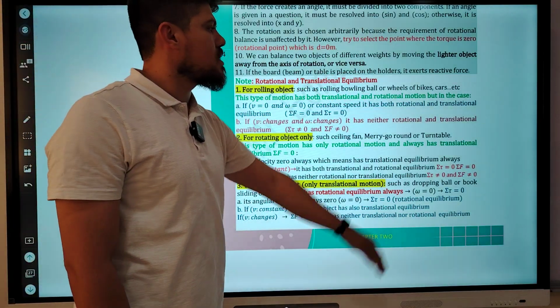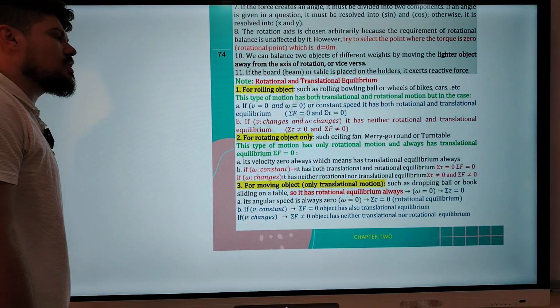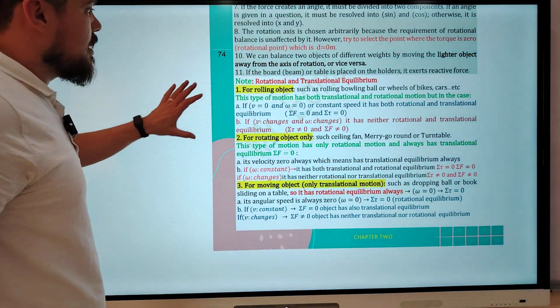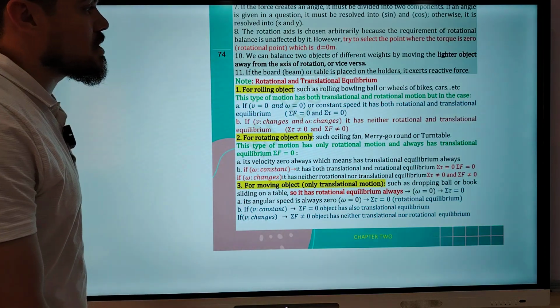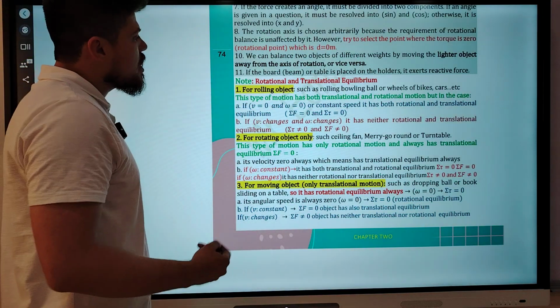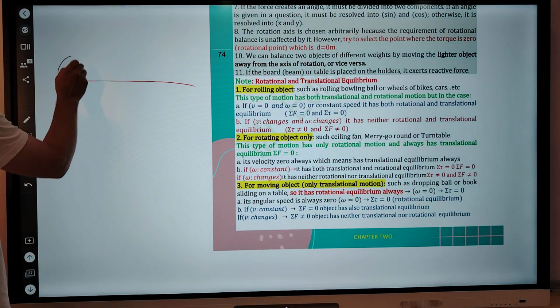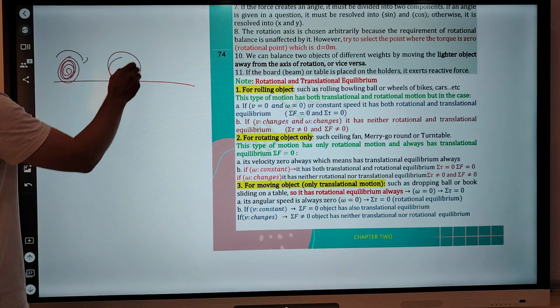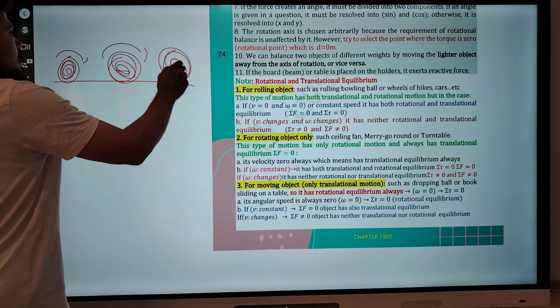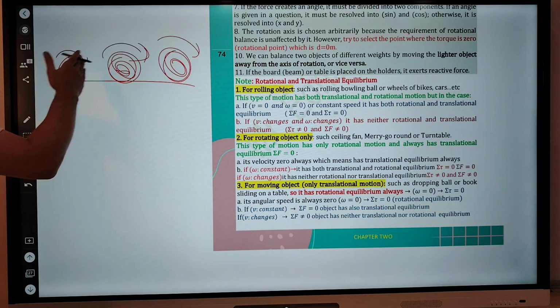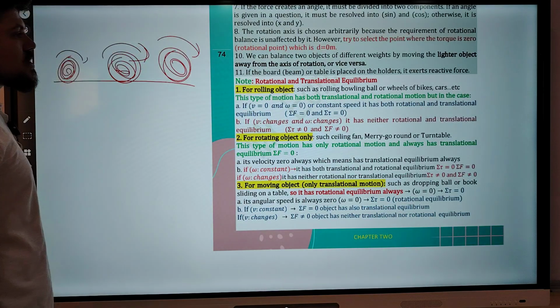Now, rotational and translational equilibrium. Before we start solving the questions, I would like to tell you some good information about rotational and translational equilibrium, because it's very important. For the rolling object, guys, be careful. When we say rolling object, it means that the object is rolling. When the object is rolling, the types of motion are rotational and translational. Why? When the ball is rotating, it has rotational motion. When the ball changes position, it has translational motion.